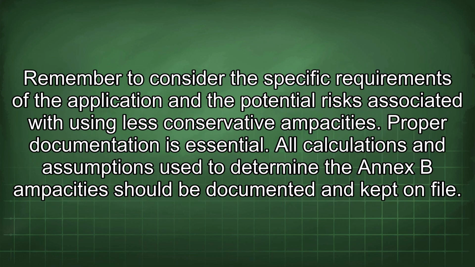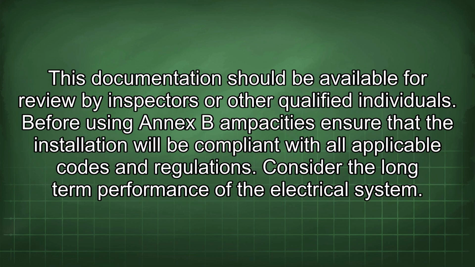Remember to consider the specific requirements of the application and the potential risks associated with using less conservative ampacities. Proper documentation is essential. All calculations and assumptions used to determine the Annex B ampacity should be documented and kept on file. This documentation should be available for review by inspectors or other qualified individuals. Before using Annex B ampacities, ensure that the installation will be compliant with all applicable codes and regulations.